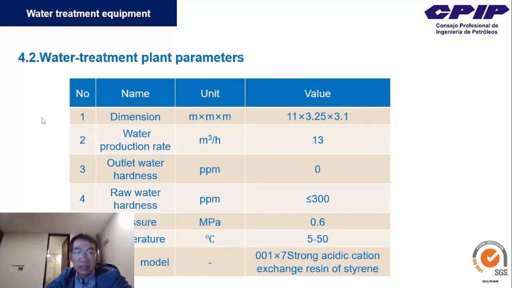The dimension is 11 multiplied by 3.25 and 3.1. The water producing rate is 13, and the outlet water hardness is 0, and the raw water hardness is below 300, and the pressure is 0.6. The temperature is from 5 to 50. And the resin model is strong acidic cation exchange resin.